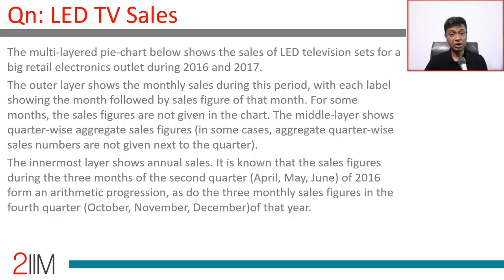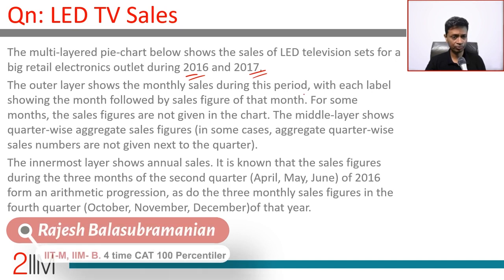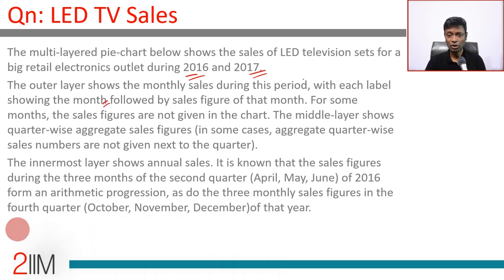The multi-layered pie chart below shows the sales of LED television sets for a big retail electronics outlet during 2016 and 17, 2 years. The outer layer shows the monthly sales during the period, with each label showing the month followed by a sales figure. For some months, the sales figures are not given in the chart.